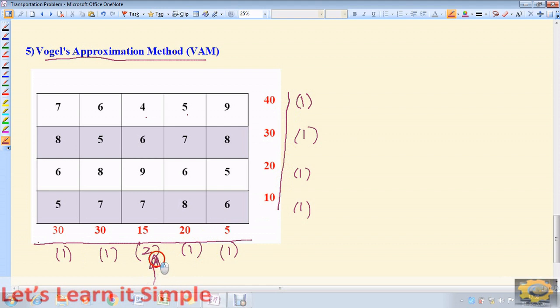So among the penalties, this is the greatest penalty. The greatest penalty may be either in a column or in a row. Now here we have 1, 1, 1, 1 everywhere except here where the penalty is 2. Therefore, we select this third column first. Next, in the third column, we need to look for the least cost. That is, the greatest penalty is in the third column.